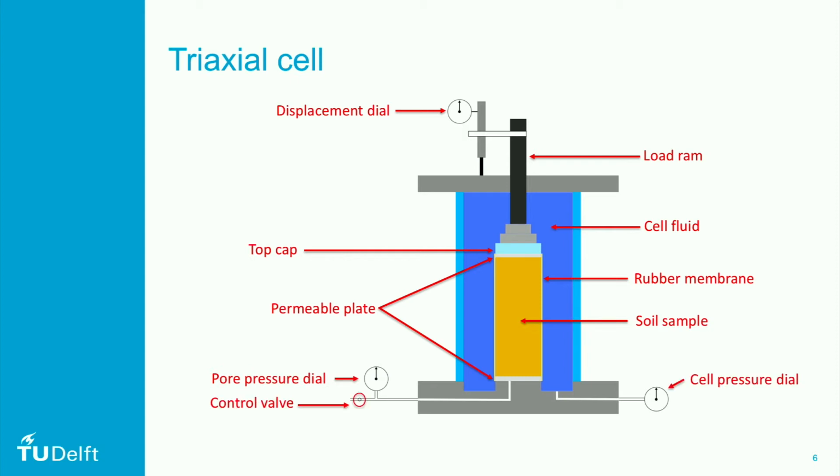There is a valve that controls the drainage of the pore fluid. This valve can either be closed or opened. This drainage valve is very important for the type of Triaxial test and will be discussed later in this video.